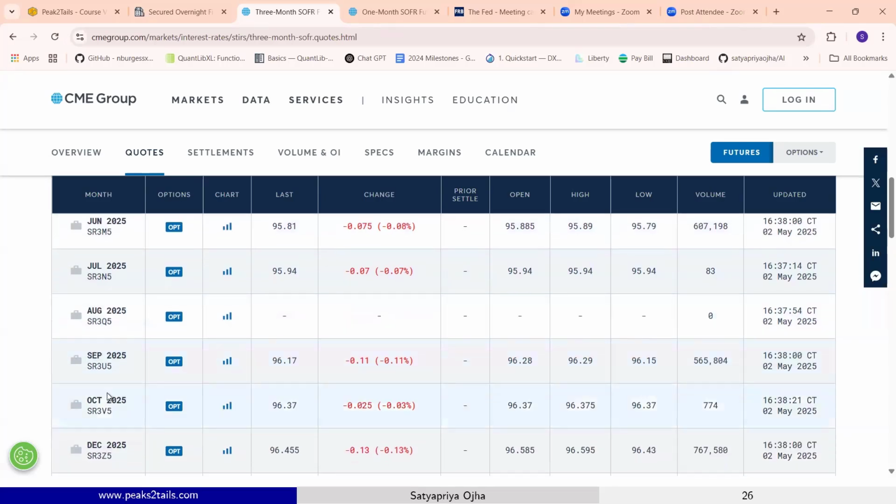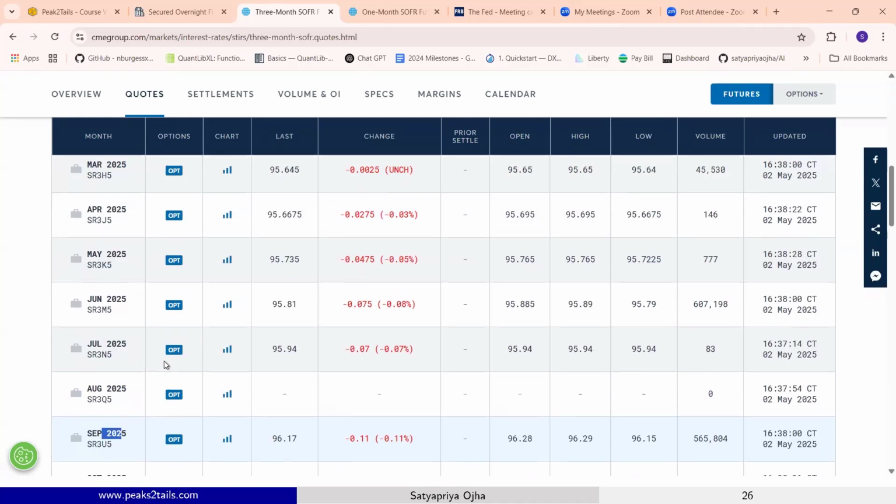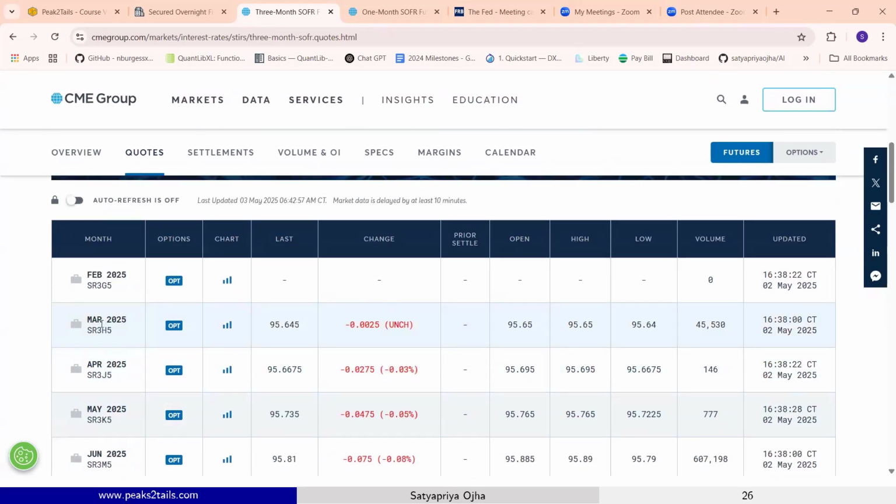Okay. Similarly, the September future, the price is this. So what is the rate? Rate is 3.83%, I guess. 3.83% is the rate between September to December. Awesome, right? But if you look at this one, the March future is not done yet. The March future is between March to June. We are in the month of May.